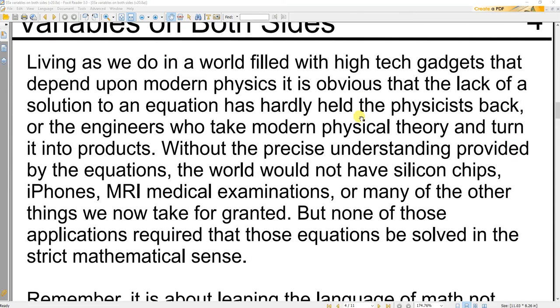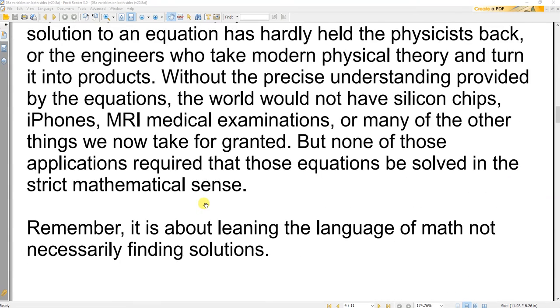Living, as we do, in a world filled with high-tech gadgets that depend upon modern physics, it is obvious that the lack of a solution to an equation has hardly held the physicists back, or the engineers who take modern physical theory and turn them into products. Without the precise understanding provided by the equations, the world would not have silicone chips, iPhones, MRI medical examinations, or many of the other things we now take for granted. But none of those applications required that those equations be solved in the strict mathematical sense. Remember, we're learning the language of math. It's not really about solving equations.